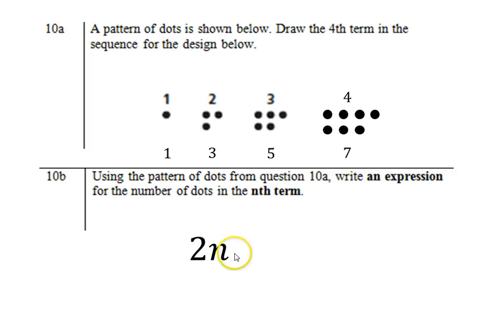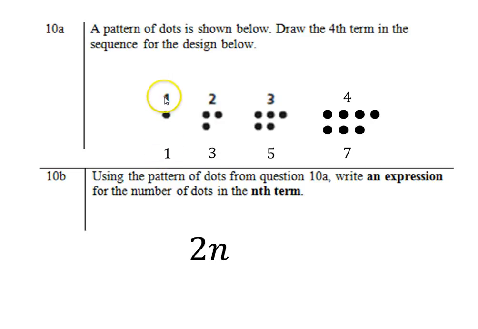So let's try this and see what happens with the third term. I can add 2 together 3 times pretty quick, but let's do 2 times 3. 2 times 3 is 6. But there are 5 dots in the third term. So that really didn't work. It's one more. Let's try the fourth. 4 times 2 is 8, but there are 7 dots. Also one more than we need. Try the second term. 2 times 2 is 4, but there are actually 3, which is one more than we need. 2 times 1 is 2, but there's only 1 dot.